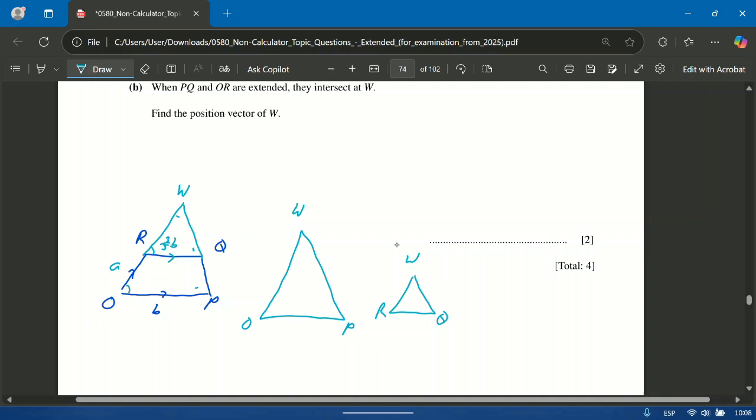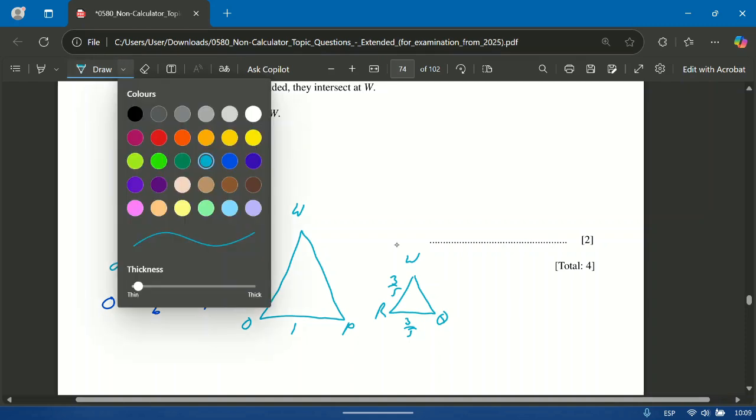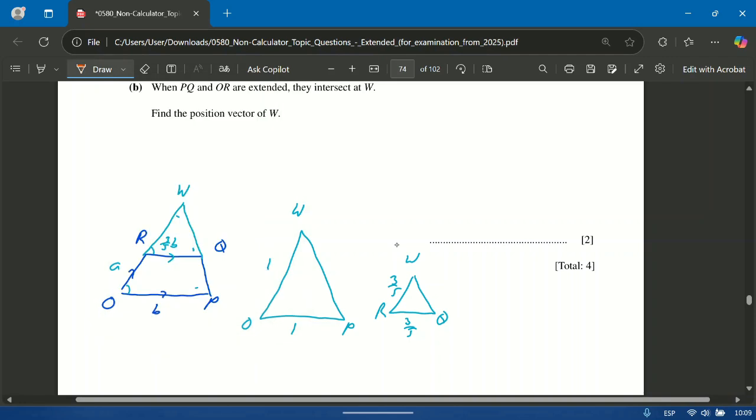Now, because these are corresponding angles, and that angle is the same one, these are similar triangles, which means the angles are the same. So they are in a ratio. Similar triangles. Same triangle, just different sizes. We also know that RQ is 3/5 of OP. Okay. And in similar triangles, the sides are in relation. So this is 3/5 of OP. It means RW is also 3/5 of OW. Okay. So that helps us with this side, OW.